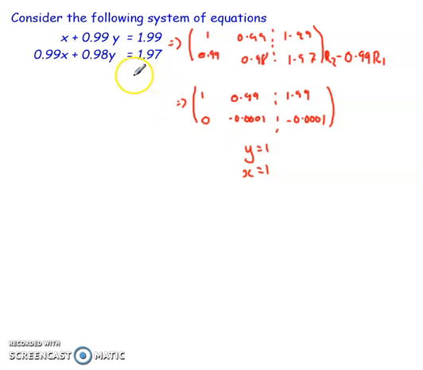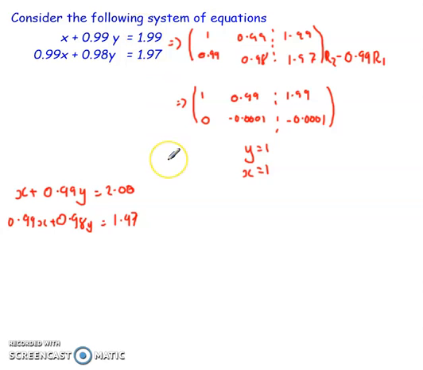Let's imagine I'll take that exact same system of equations and I will make a tiny change to it. Let's imagine I change it to be x plus 0.99y equals 2.00. And I'm going to then take everything else as being the exact same. So I've got 0.99x plus 0.98y equals 1.97. So I've just made that tiniest change there. I've added 0.01 to my final solution in that first equation.